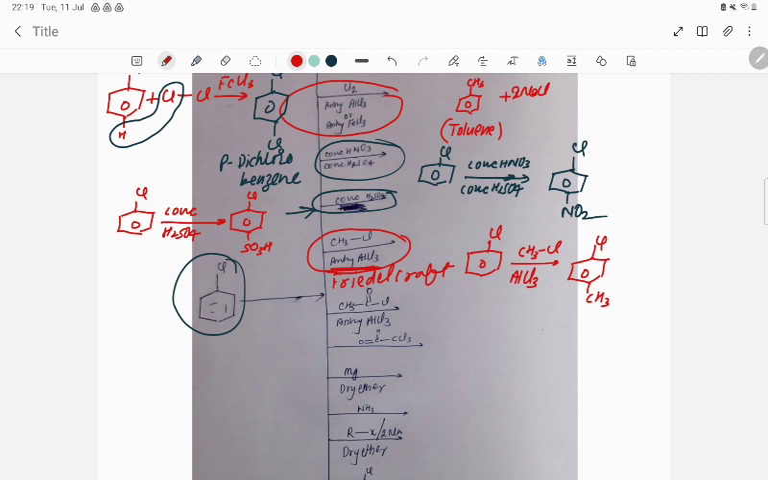And the next case is where anhydrous acid chloride is there. So it is the Friedel-Crafts acylation reaction, student. So dear student, here is the chlorobenzene, this is the Cl.